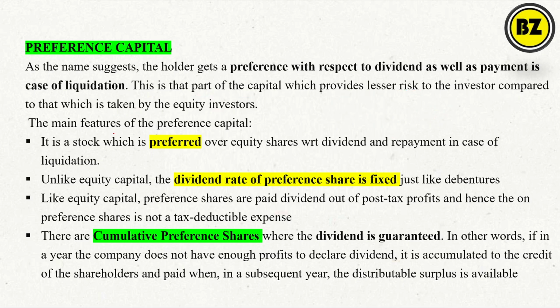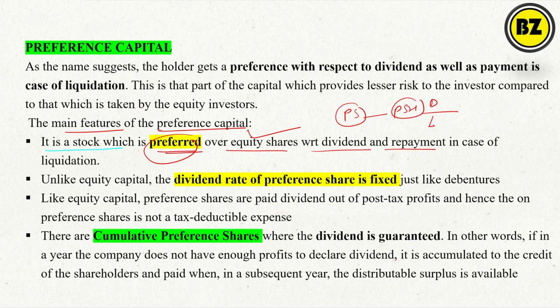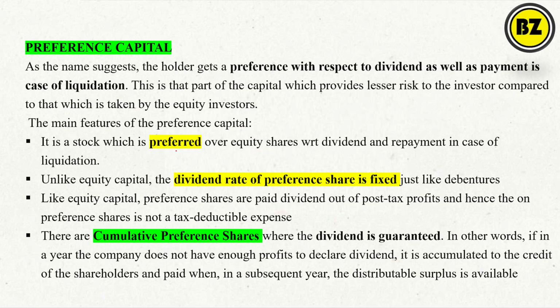Now, what are the main features of preference capital? First, it is a stock which is preferred over equity shares with respect to the dividend and the repayment, as per its definition. It is always preferred over the equity share because the name itself is preference share. The basic condition is that preference should be given to the preference shareholder in case of the dividend and the liquidation proceeds.